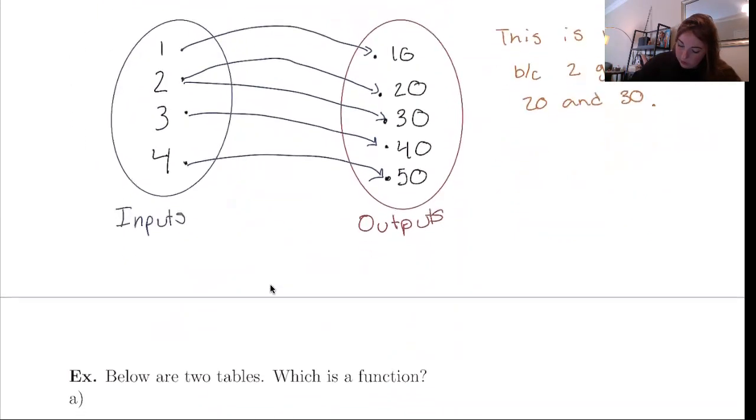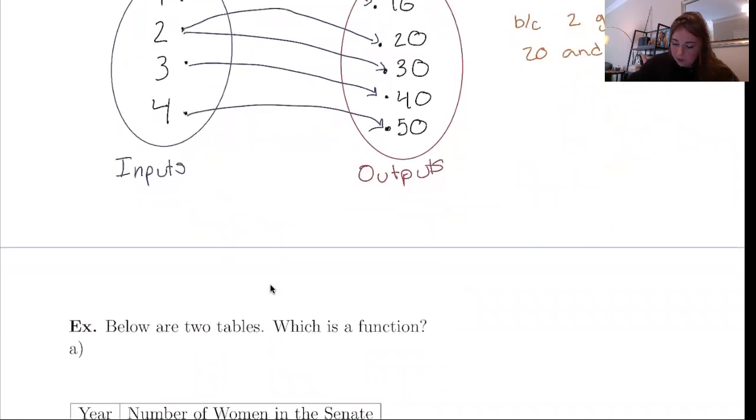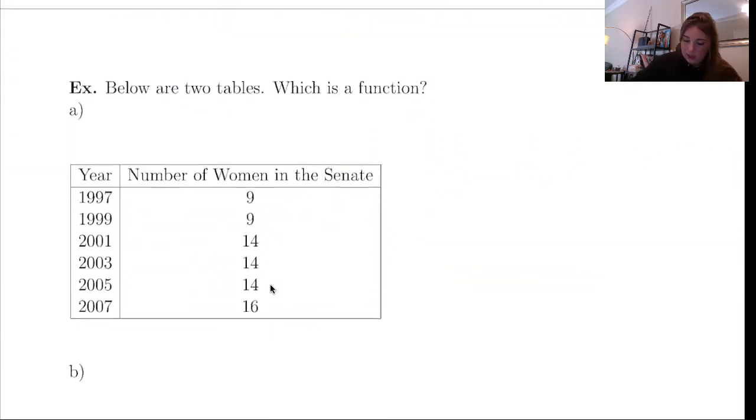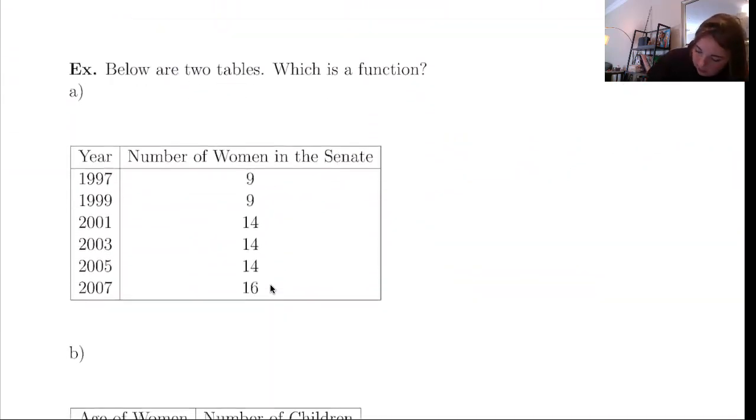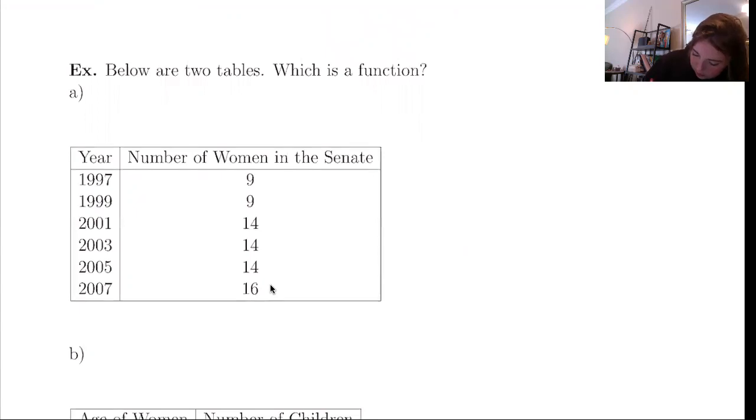Coolio. So we don't have to look at these blobs. We can also just look at a table like this. The input would be the year, and it would map to something like that. Remember, the input can only have one output, but there's no restriction on what the output is doing.